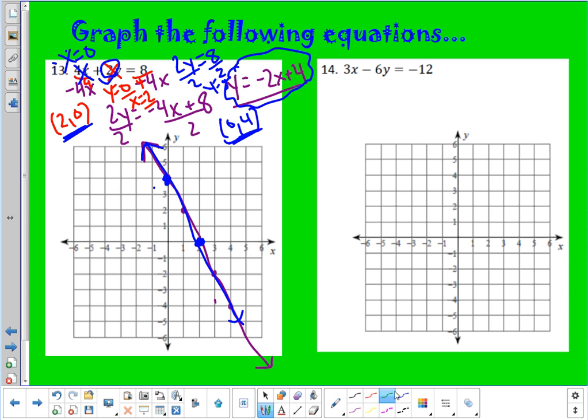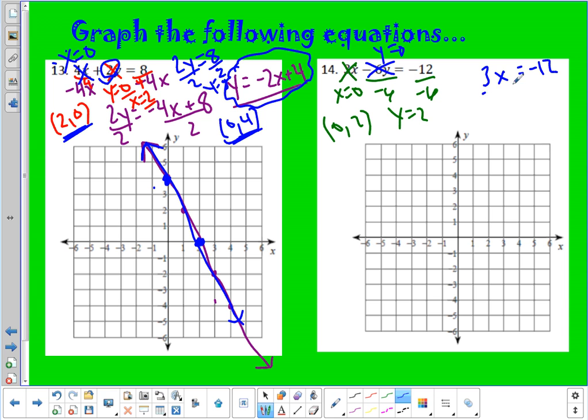Okay, let's try the intercepts first over here in number 14. If I tell myself that x is equal to 0, then I have negative 6y is equal to negative 12. I divide by negative 6, and I have y is equal to positive 2. So there's a point, 0, comma, 2. If I flip that and tell myself that the y term is 0, then I have 3x is equal to negative 12. Divide by 3, and I get x is equal to negative 4. So then I'd have negative 4, comma, 0.